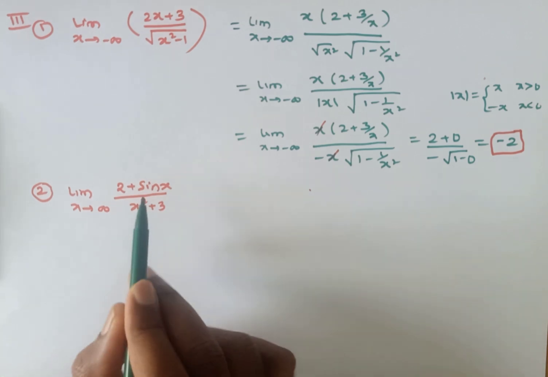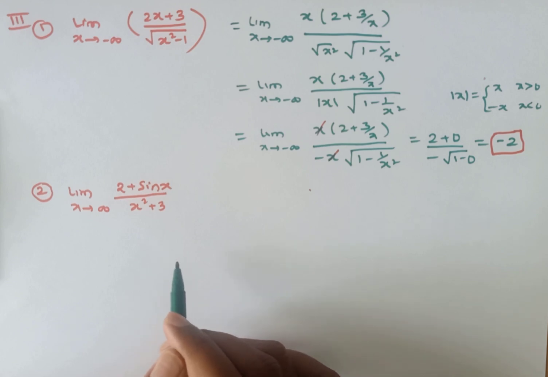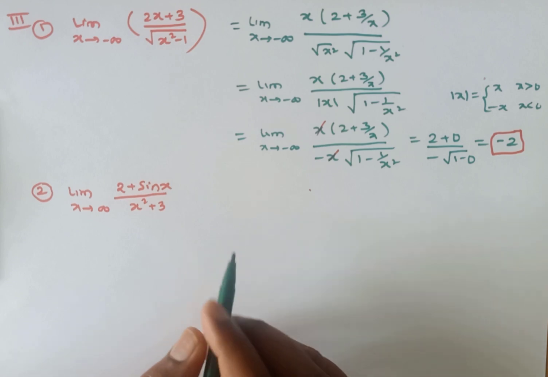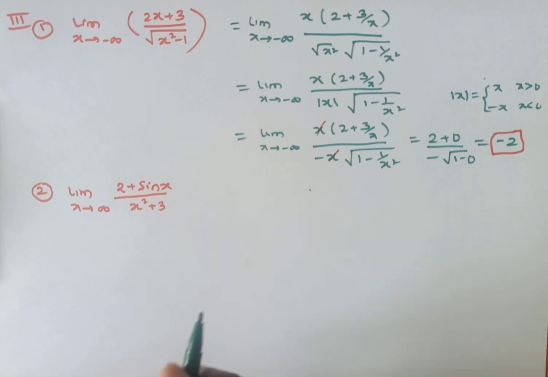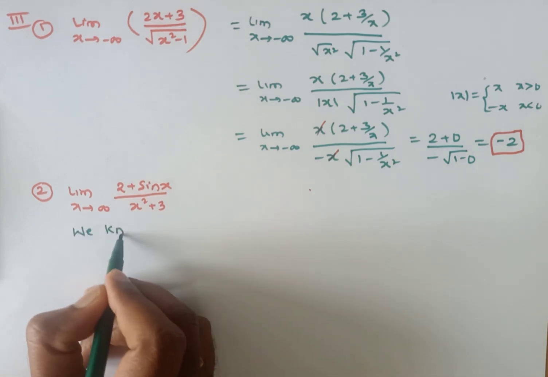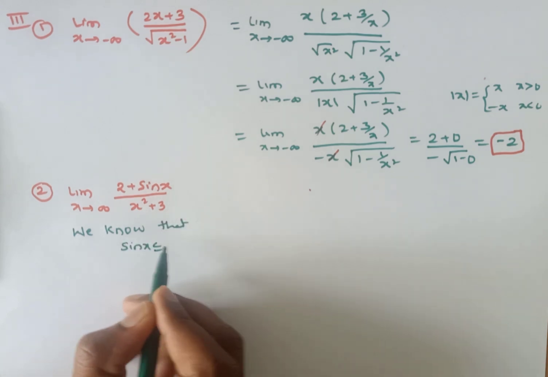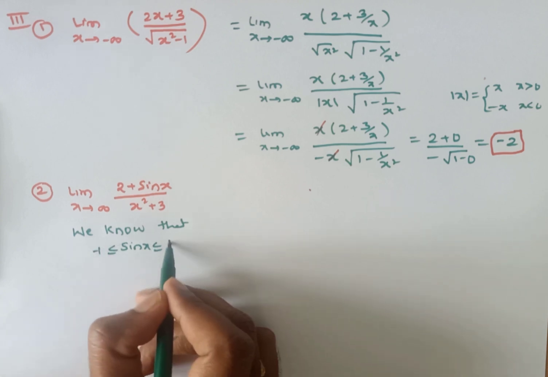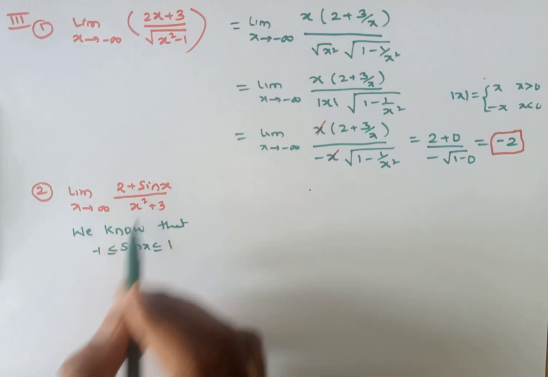So here we need to solve this problem using the sandwich theorem, as we have seen the statement of the sandwich theorem in infinite limits also, right? If f of x is less than or equal to g of x is less than or equal to h of x, and the limits of f and h are the same at infinity, then automatically g has the same limit. Now we know that sin x lies between minus 1 and plus 1. So you need to create the middle function as 2 plus sin x by x square plus 3.